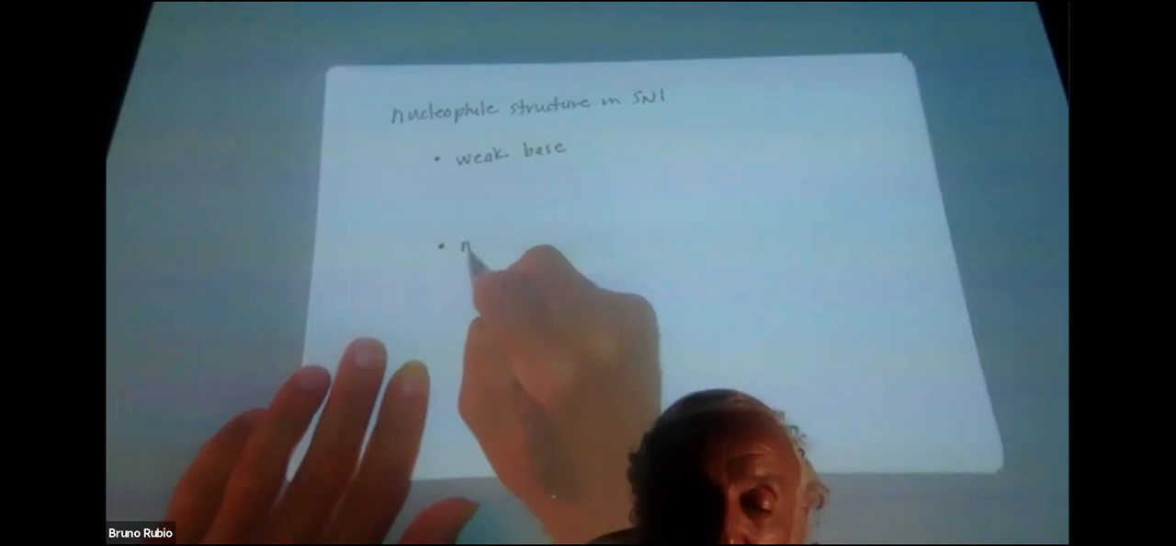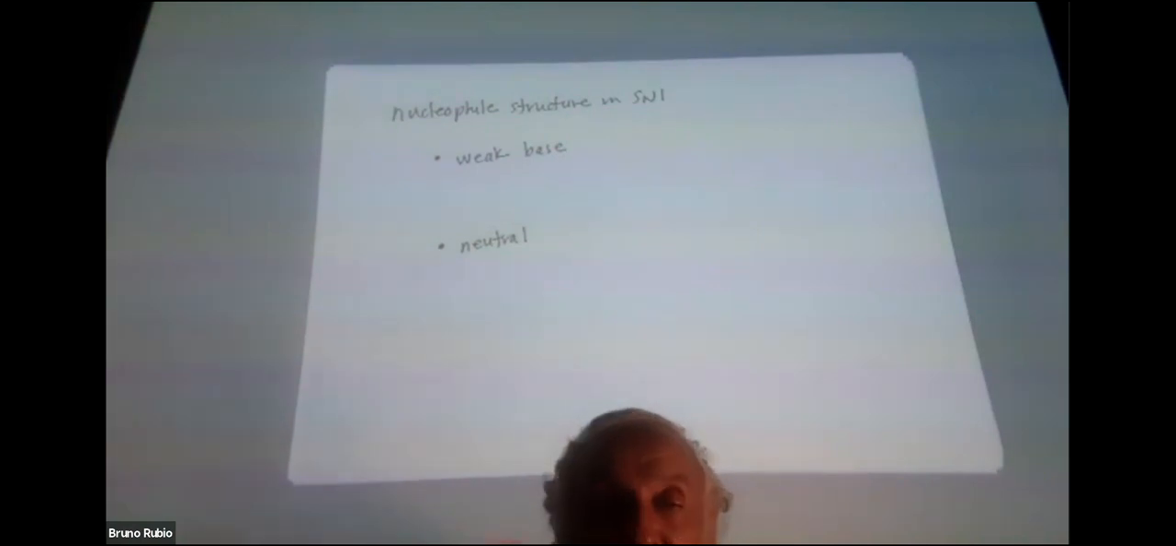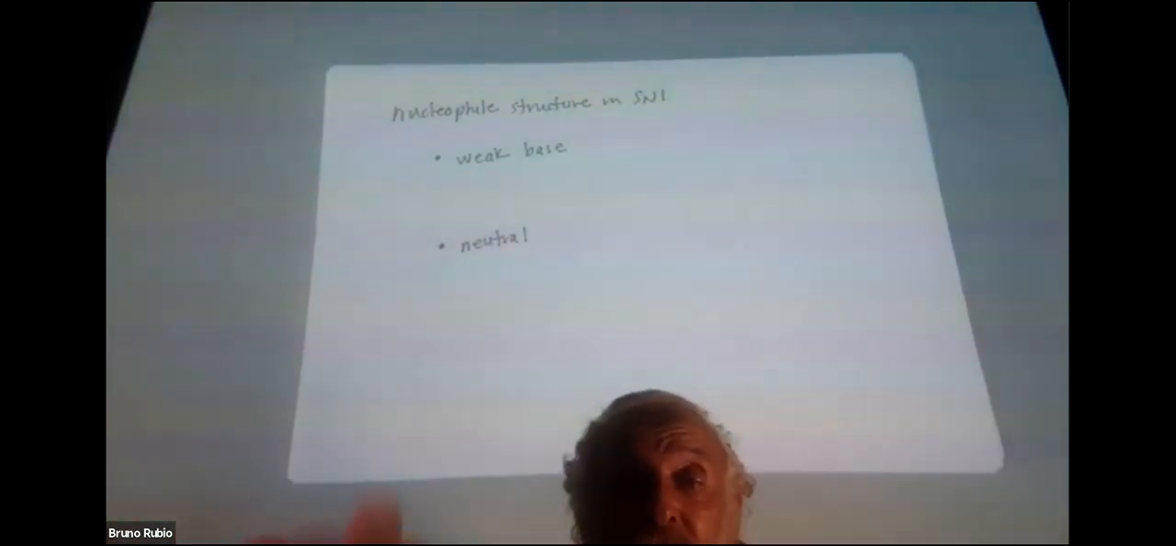And in fact, the typical SN1 nucleophile is going to be a weak base and they're going to be neutral. Right? They don't have to be anionic. They don't have to be loaded with a lot of electron density, because they don't have to push out the leaving group. So some examples here: is water a weak base?